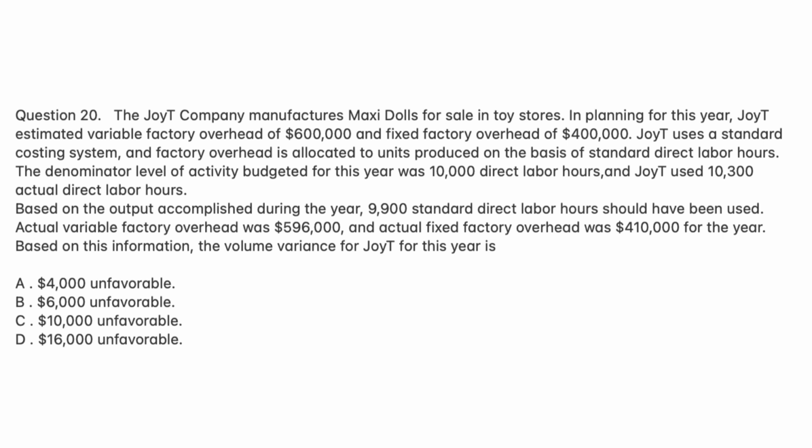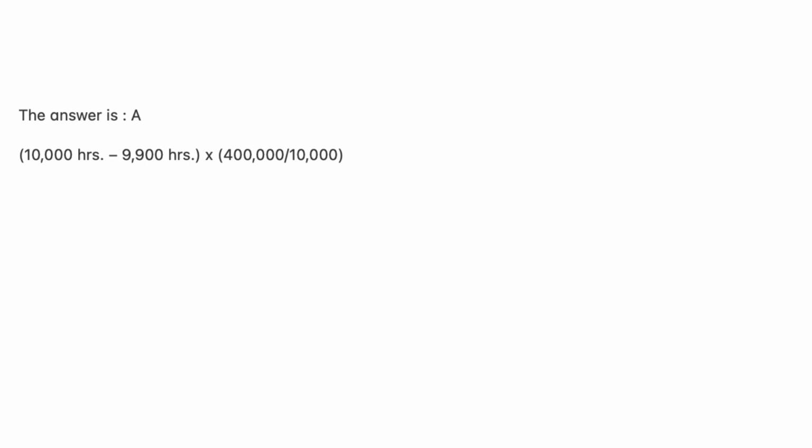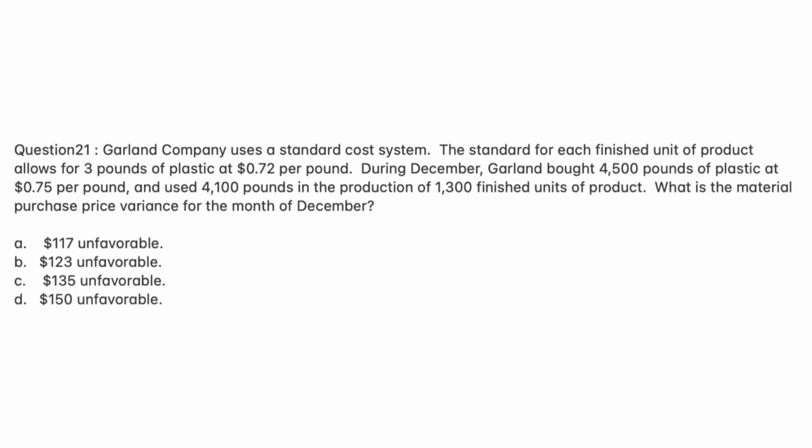Actual variable factory overhead was $596,000, and actual fixed factory overhead was $410,000 for the year. Based on this information, the volume variance for Joy Tea for this year is A. $4,000 unfavorable, B. $6,000 unfavorable, C. $10,000 unfavorable, D. $16,000 unfavorable. The answer is A. 10,000 hours minus 9,900 hours, times $400,000/10,000.